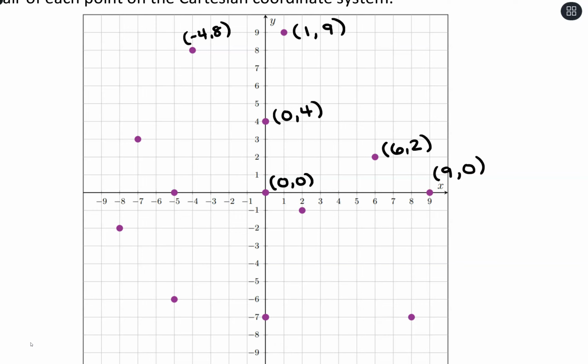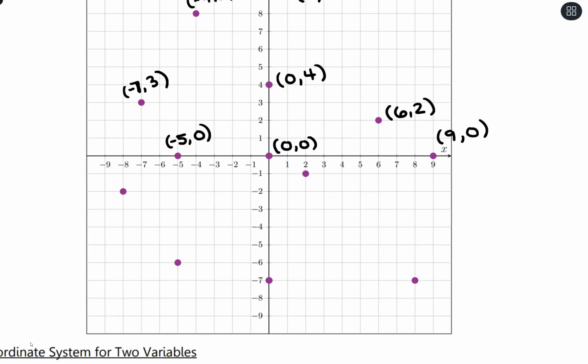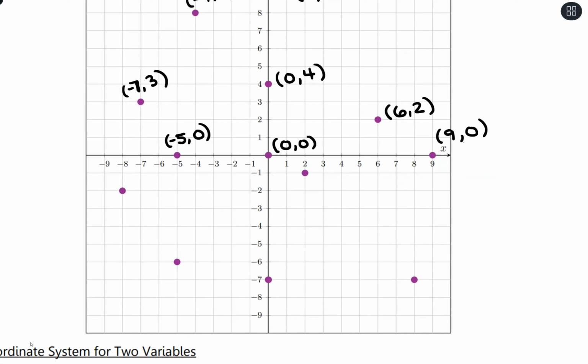We'd have (-7, 3) here. This would be a negative 5 for x, but then a 0 for y. Here would be at x equals negative 8, y equals negative 2. Here we would have (-5, -6). Along this y-axis here, x is 0, so y would be negative 7. Up here we have x equals 2, y equals negative 1, and then our last point way out here, x is 8, y is negative 7.